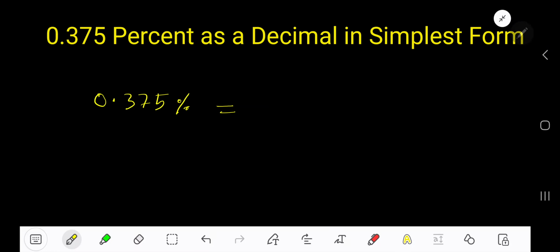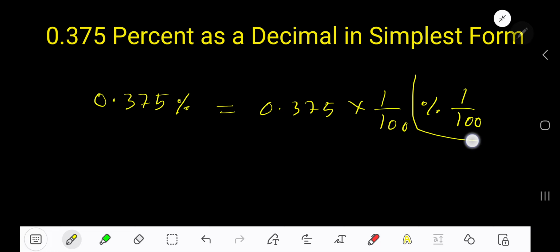0.375% as a decimal in simplest form. Okay, 0.375%. So you can rewrite this as 0.375 times 1 over 100, since 1% means 1 over 100.